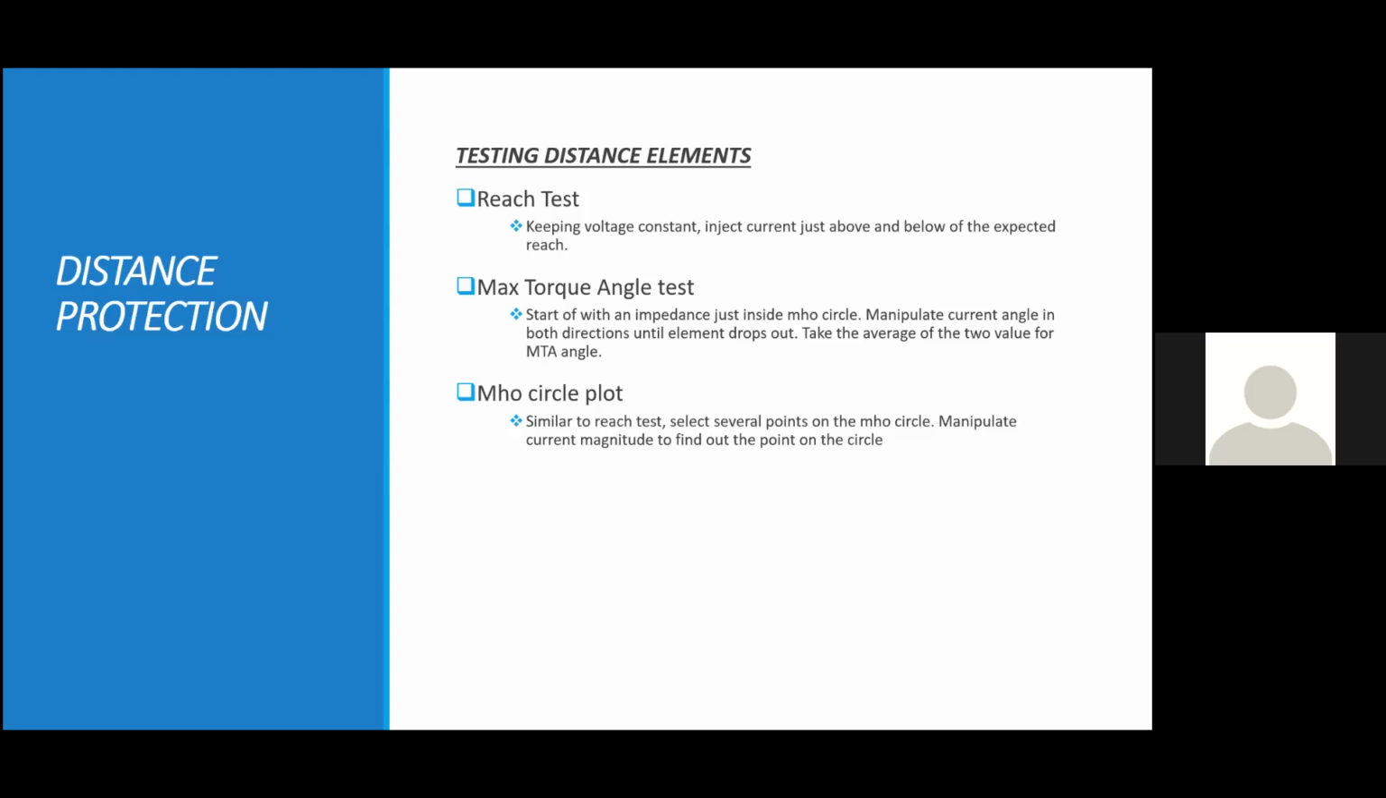The last one we should consider is the Mho circle plot. In this, basically you're just plotting out the Mho circle which we just saw in the previous slide. To do that, it's a very similar setup to the reach test, but you have to do that reach test for several points on the Mho circle.